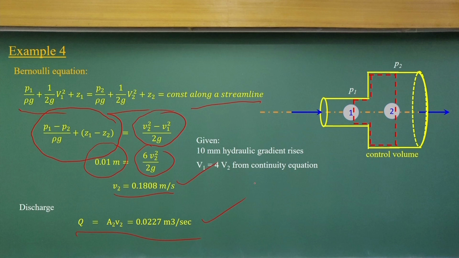So, this way it is a very easy problem. You only have to look at the hydraulic gradient rise given. That means it represents the pressure head and the elevation head, and these two we are including. When you put in two piezometers, what will be the rise? Because of that, we have the 10 mm hydraulic gradient rise, and that is what we substitute.